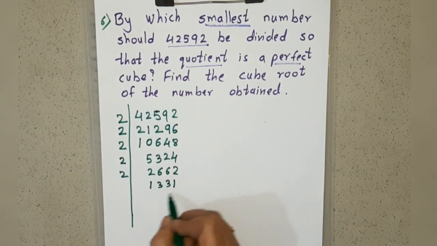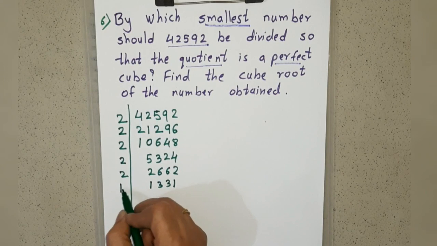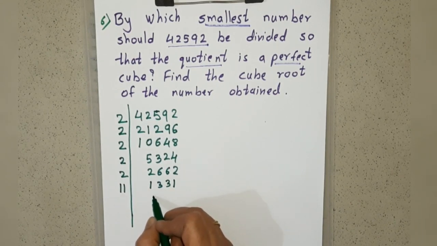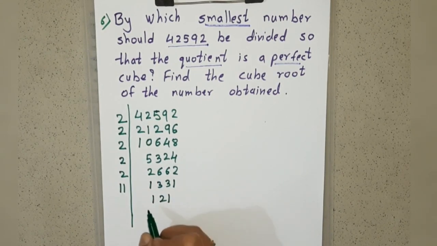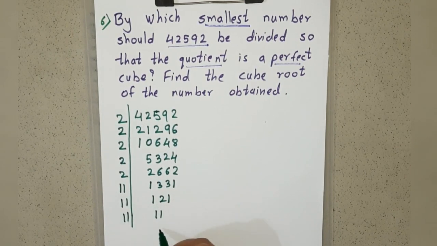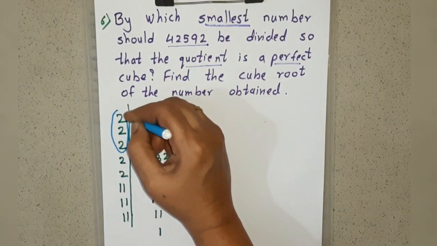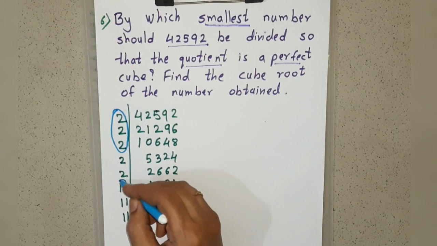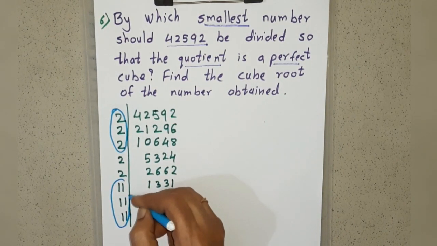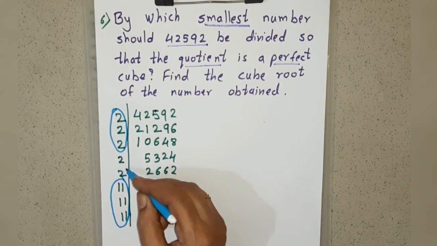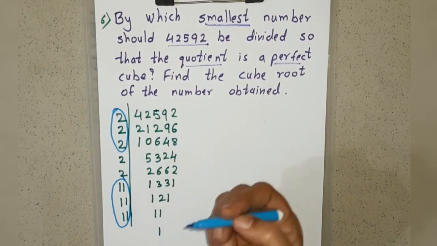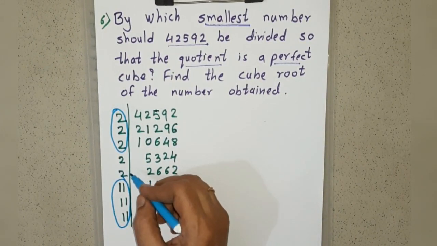Now 1331 is divisible by 11. So I divide by 11, I get 121. 121 dividing by 11, I get 11. And then 11 ones are 11. So what do you obtain here? We are getting a triplet of 2. We are getting a triplet for 11. But this 2 needs one more in its team to form a triplet, right?